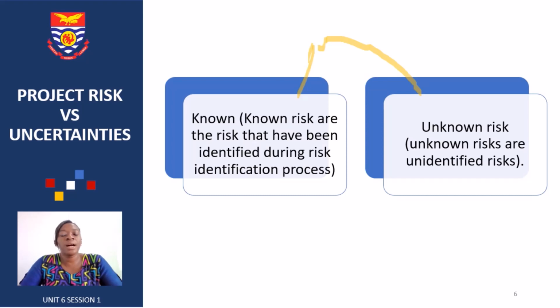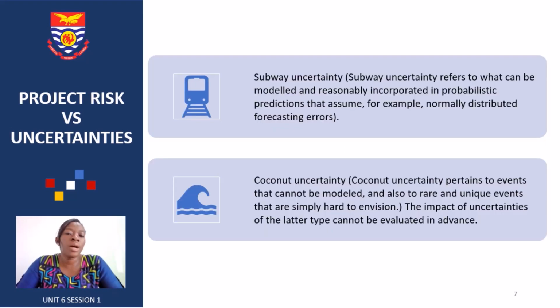And then we have some which are unknown. You really identify them when you're doing the risk identification process, the various risks you think could apply to that project. There are some that would skip you, there are some that there's no way it will even cross your mind, and they would happen as well. Then we also have what we call the subway uncertainty, and we have the coconut uncertainty.